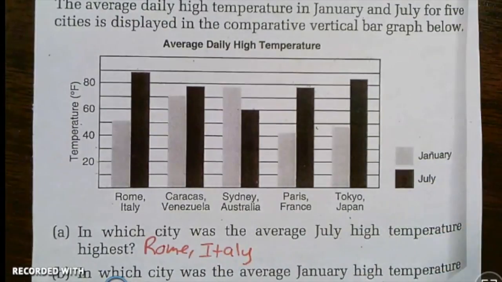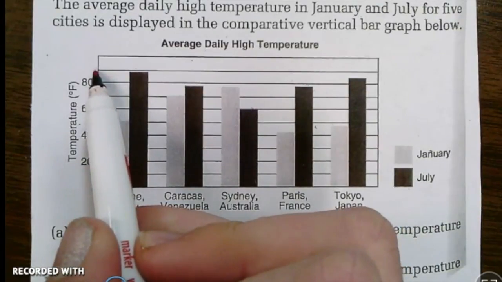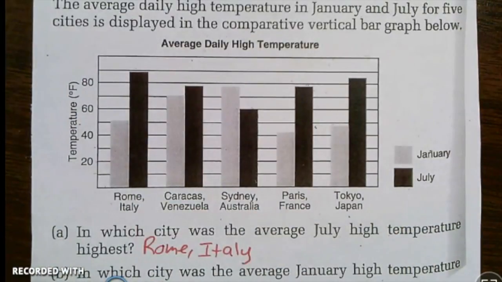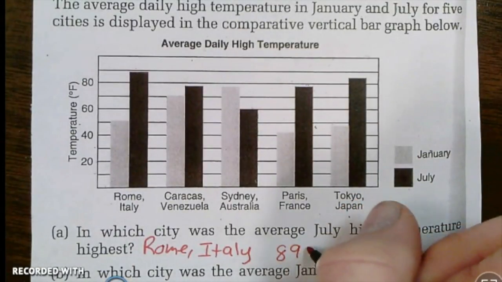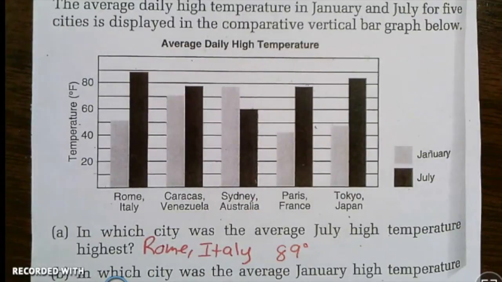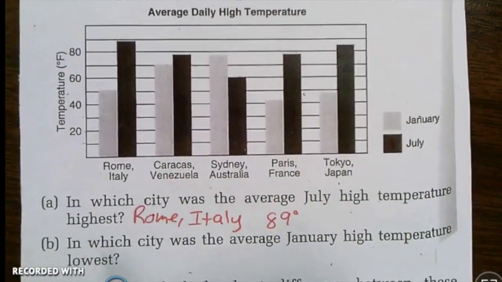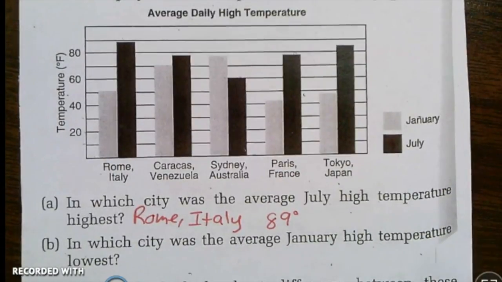And how many degrees is it? Well, I'm going to bring this line all the way over here, and it looks like it's just a little below 90 degrees. So let's say that it's 89 degrees-ish.